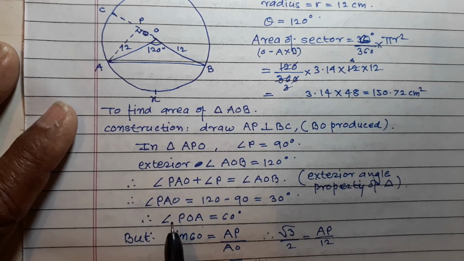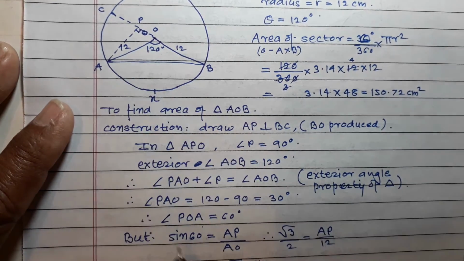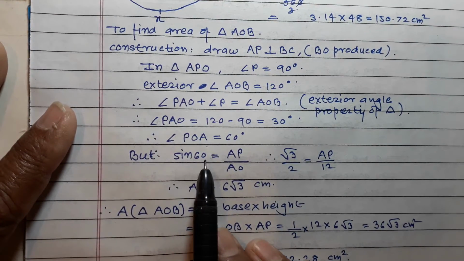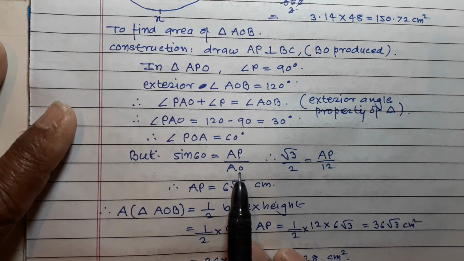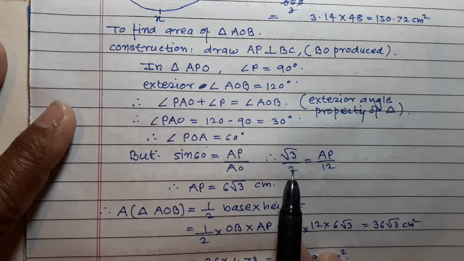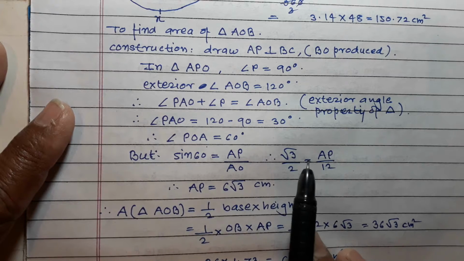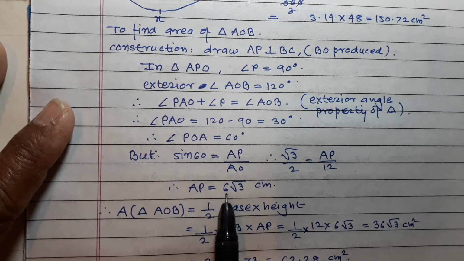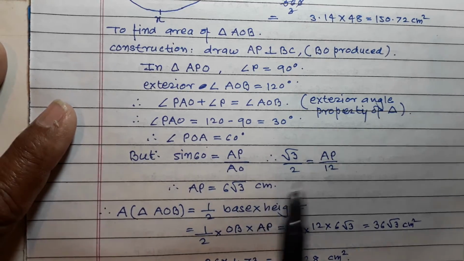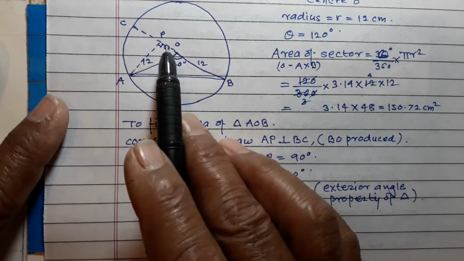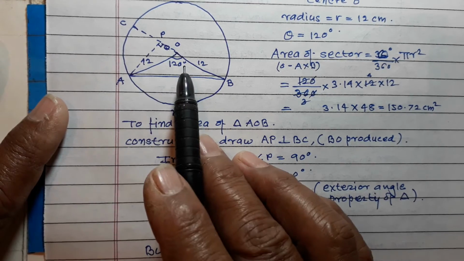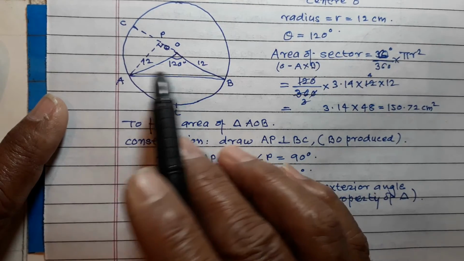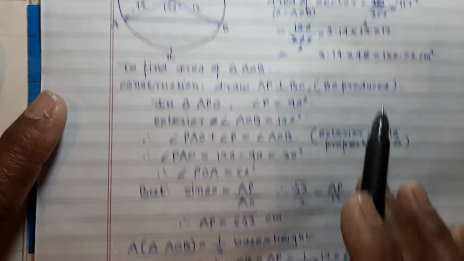Angle POA is equal to 60 degree, but sin 60 is equal to AP upon AO, and root 3 upon 2 is equal to AP upon 12, and therefore AP is equal to 6 root 3 centimeter. So this is AP, the height of this triangle, and this is the base, so that you can find the area of triangle AOB.